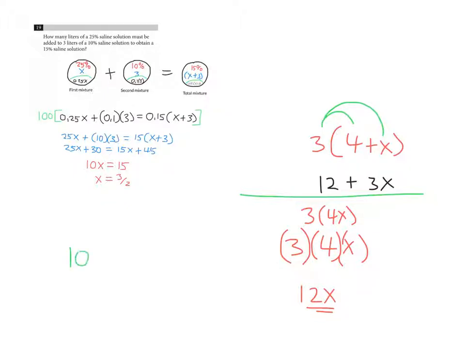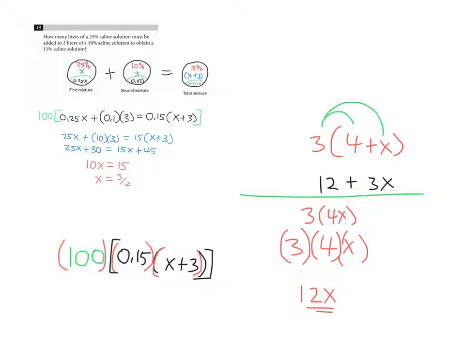I'll keep the 100 in green. 100 times 0.15 times x plus 3. Right? Because that's kind of what happened. It was 100 times this whole thing. Well, think about it. This is just a string of 3 numbers being multiplied together. It's 100 times 0.15 times x plus 3. It's just a string of 3 numbers being multiplied together.